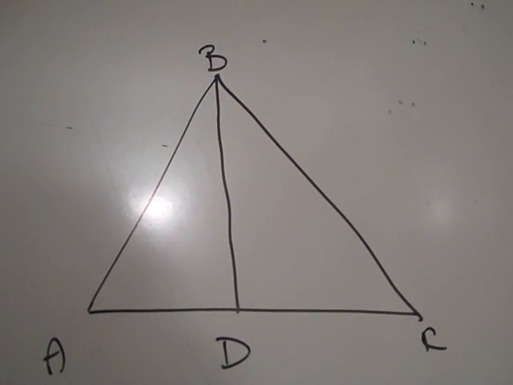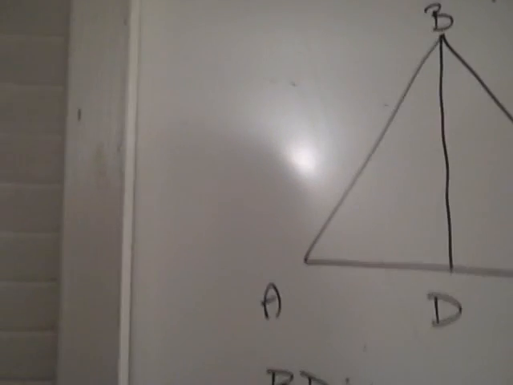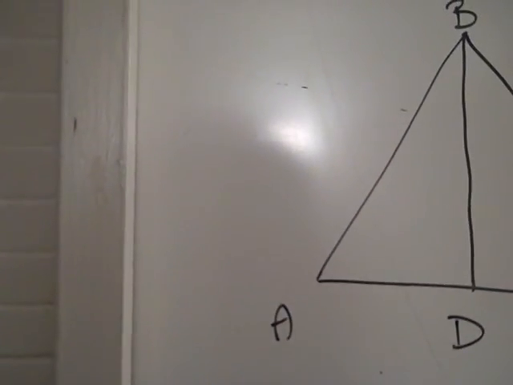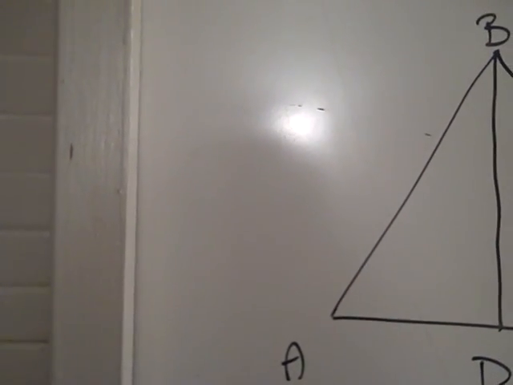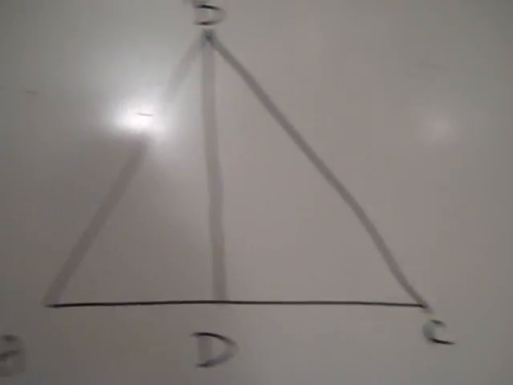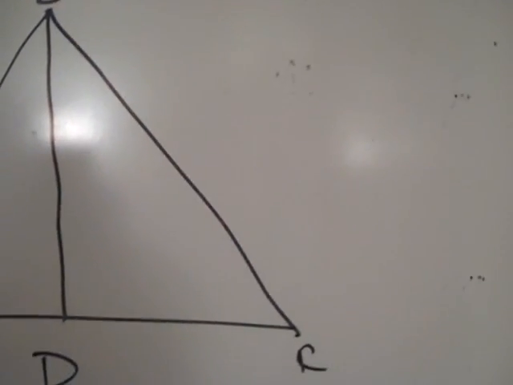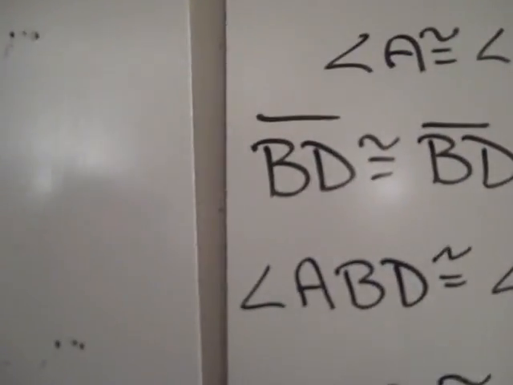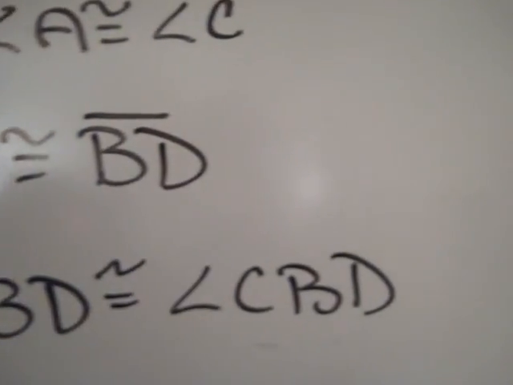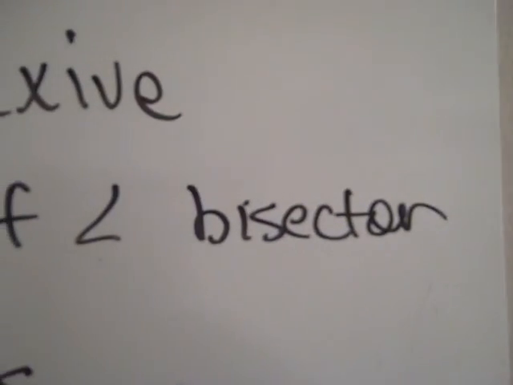So now, angle B has been cut into two equal angles. Those angles are ABD and CBD. And because BD is an angle bisector, we can now say that angle ABD is congruent to angle CBD, and the reason is the definition of an angle bisector.